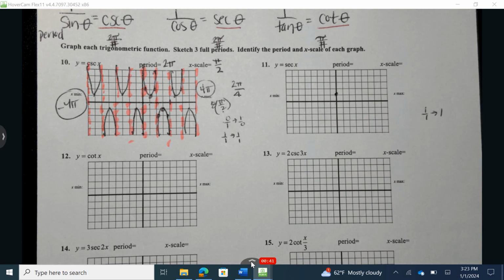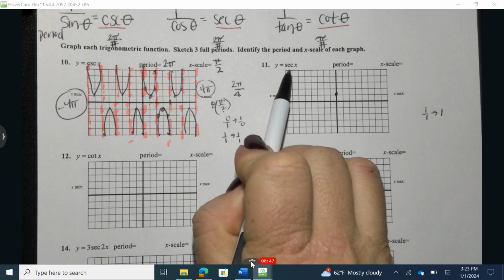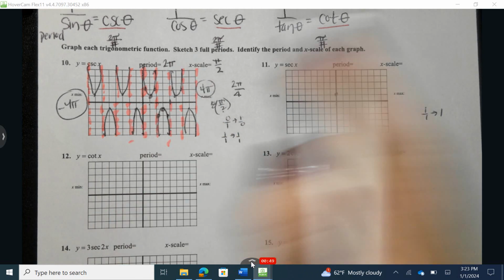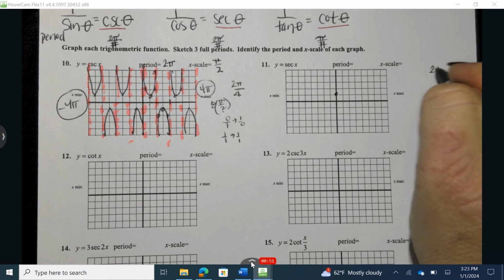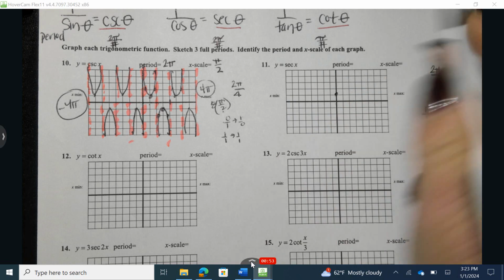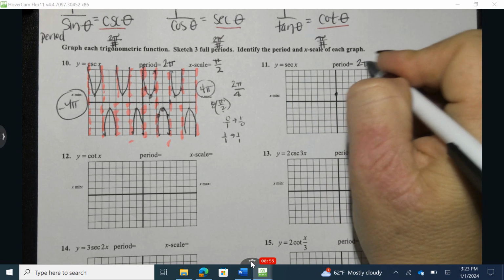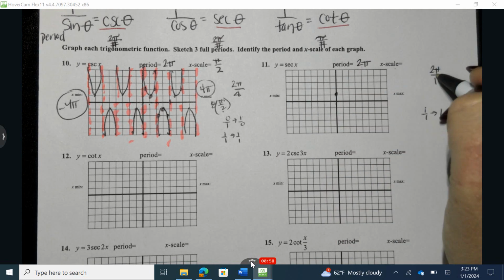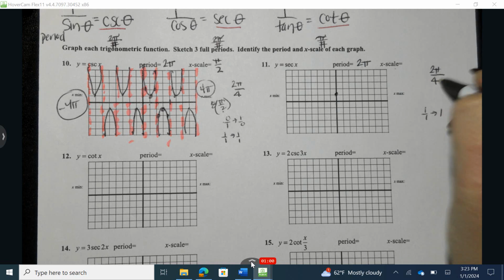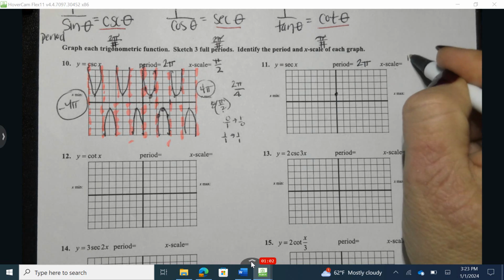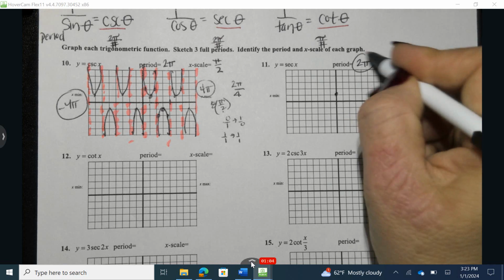Okay, now, before I go any further, let's figure out what is the period and what is the x scale for this particular function. So because secant is the reciprocal of cosine, I'm going to take 2 pi, and I'm going to divide it by the value in front of the x, which is 1. So I'm left with 2 pi. And then the x scale is I take that value of 2 pi and I divide it by 4 to end up with pi over 2.